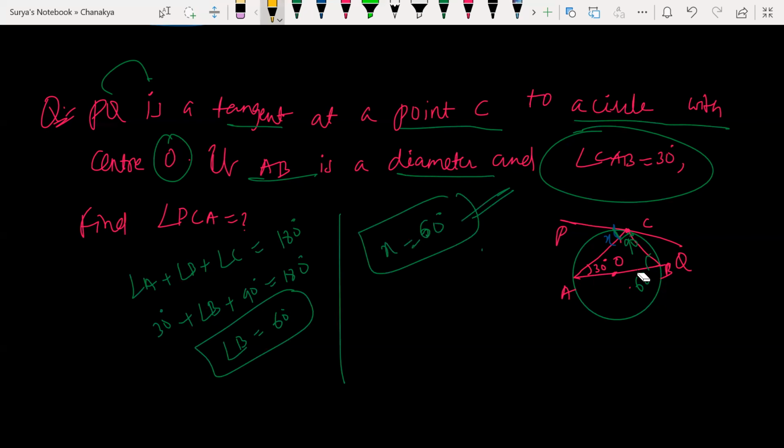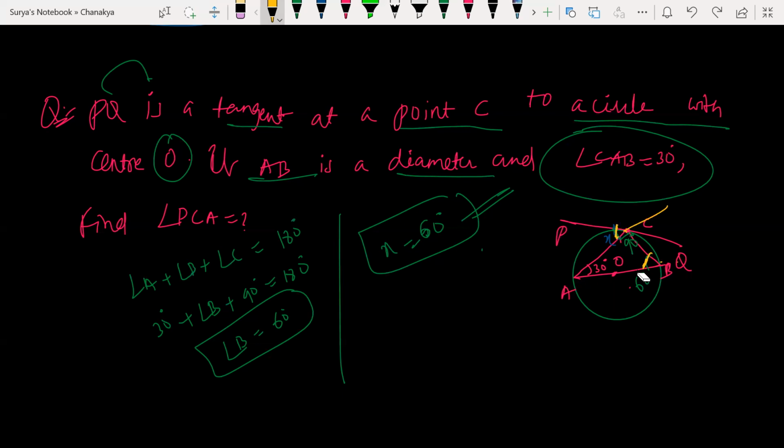Sir, because they are alternate angles. Look at this. If you extend this, alternate angles, sir, for that they have to be parallel, right? Here that is not the case.